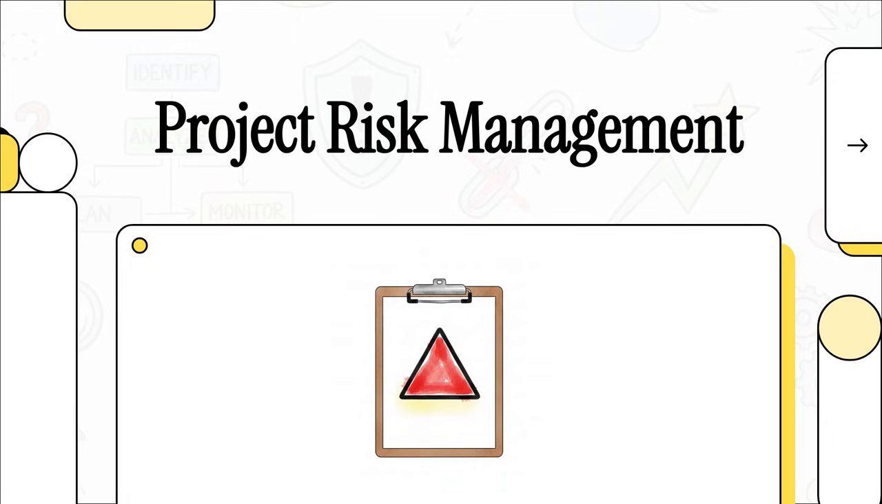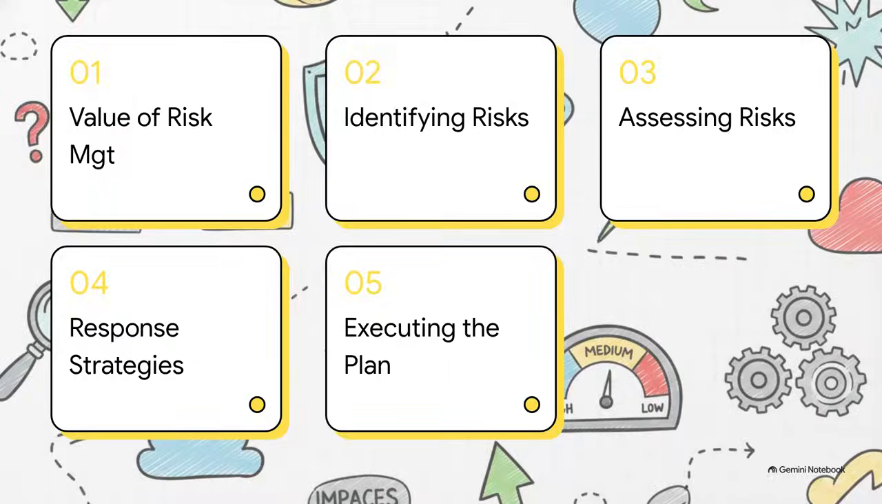We're going to cover everything from understanding why risk management is an essential part of your planning phase, to identifying those hidden risks, assessing their actual impact, and finally, creating a rock-solid plan to keep your project moving forward. Here's our game plan for today. We'll establish the value of risk management, figure out how to identify potential project risks, assess the likelihood and impact of those risks, develop our response strategies, and finally, execute that risk plan.